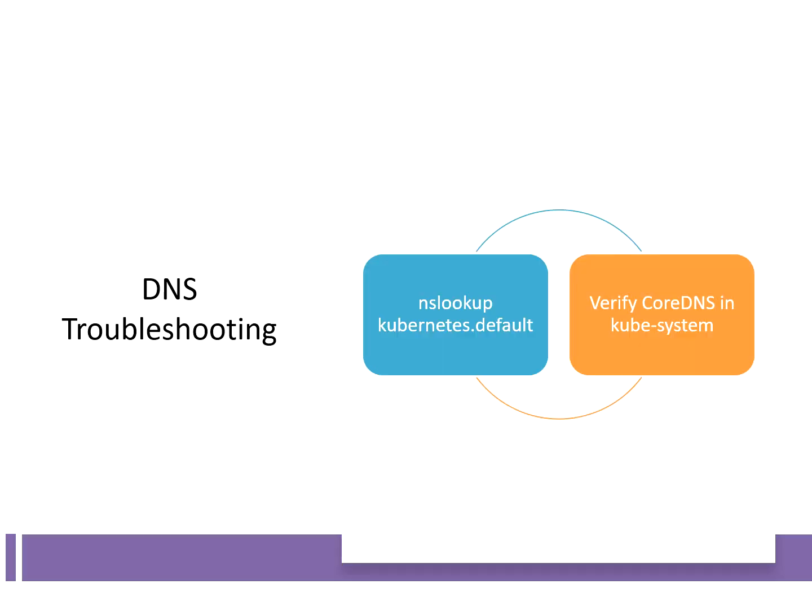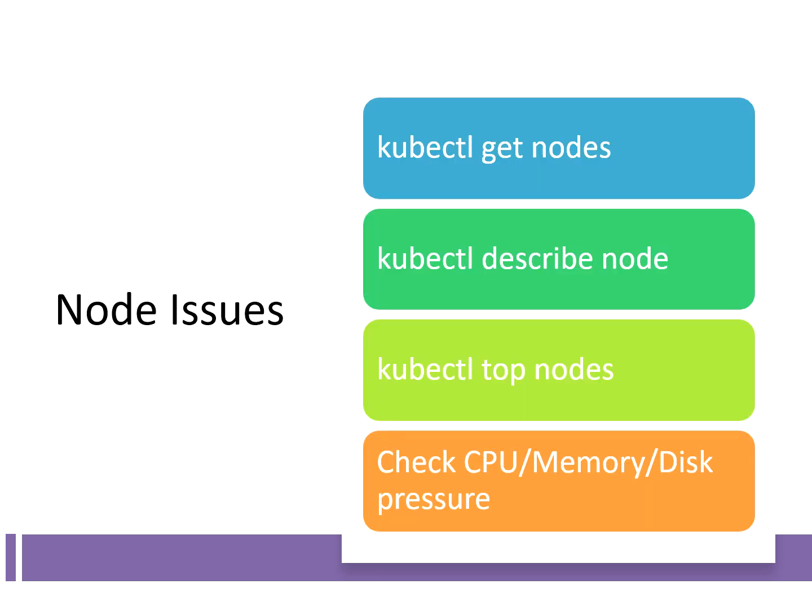DNS troubleshooting. Applications inside Kubernetes communicate using DNS. If DNS fails, services cannot communicate with each other. To test DNS, we use the command kubectl exec busybox nslookup kubernetes.default. If the lookup fails, inspect the CoreDNS pods. Then we'll run kubectl get pods in the kube-system namespace. This will make sure the CoreDNS pods are healthy and running.